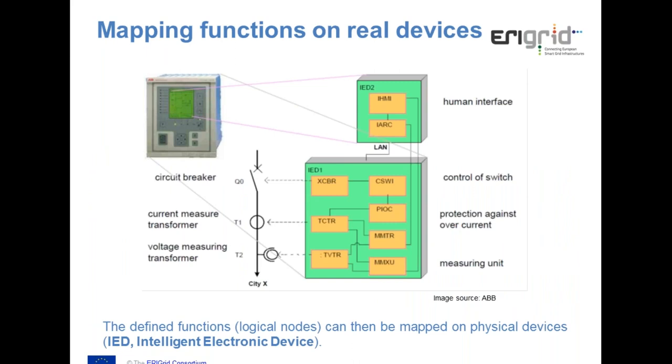Then, the next step is to take these blocks that you have drawn in the previous step, and to actually allocate them to a real device which implements this block. For example, here you can see a picture taken from ABB, of course, because you can see an ABB device in the picture. But the overall idea is to just take a device which implements these building blocks that you want to use, and actually place this specific device in your project. 61850 devices are called IEDs, which stands for Intelligent Electronic Device. And this is just the standard terminology for the 61850.